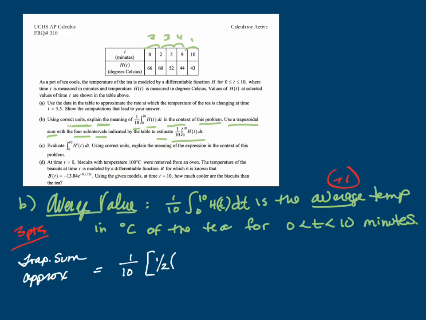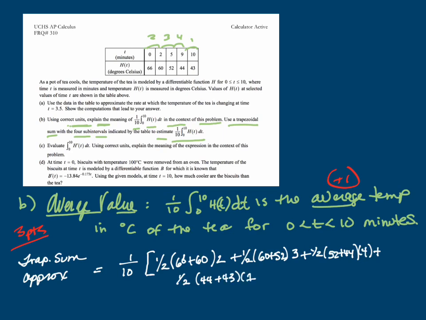So it would be 66 plus 60 times the width, which would be 2, plus 1/2 of 60 plus 52 times the next width, which would be 3, plus 1/2 of 52 plus 44 times the width, which is 4, plus 1/2 of 44 plus 43 times the width of 1.